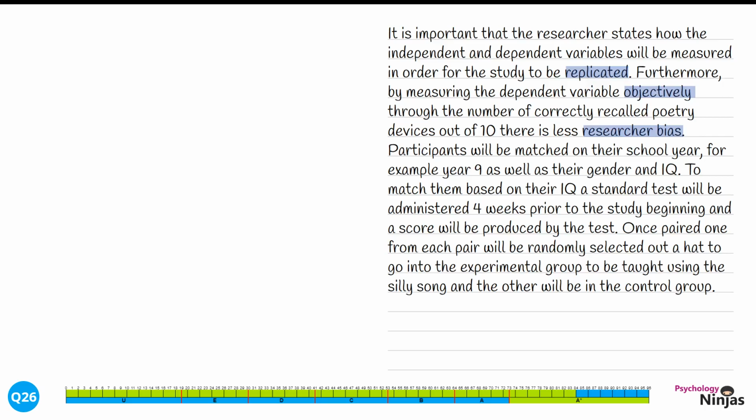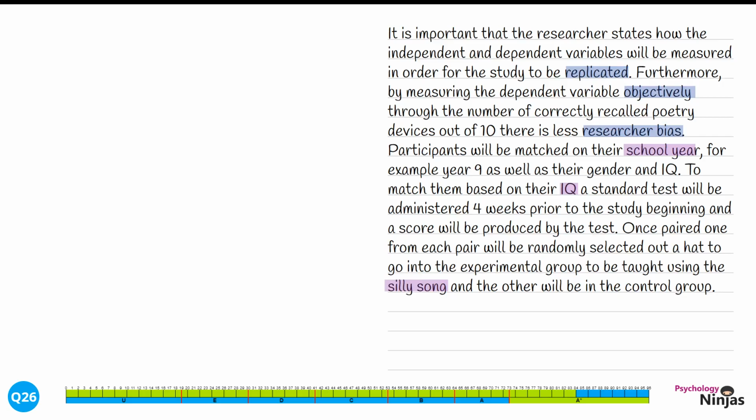We've identified an appropriate variable to match on, in terms of the school year that the participant is in. We've also said how we are going to match based on IQ. By giving a standardised test 4 weeks prior, we've been really specific about our details here. We've also talked about how we're going to sample, and therefore we've talked about how each of the pairs will go into the hat, and then one will go into the silly song condition and one will be kept in the control group. Although we might use a match pairs design in other studies, we've been really clear here how it's appropriate for this particular design and the details of the aim of our study.